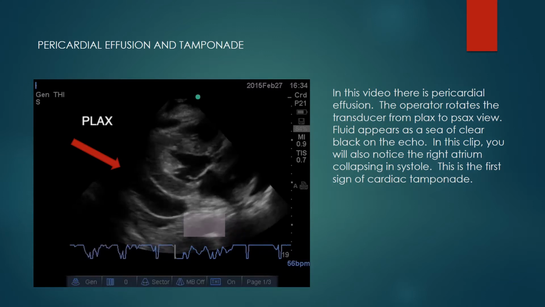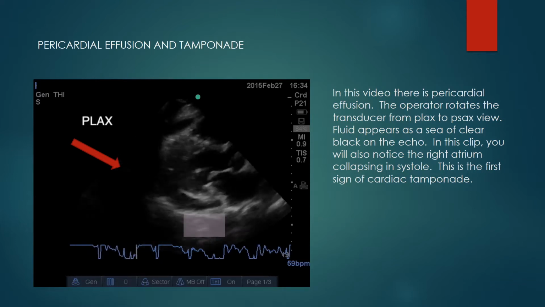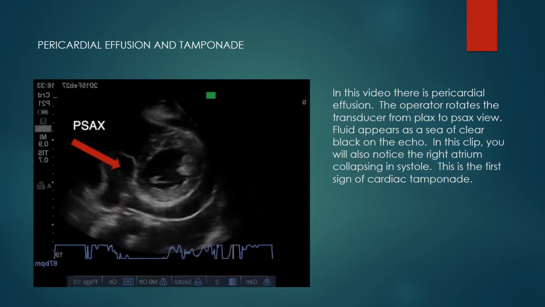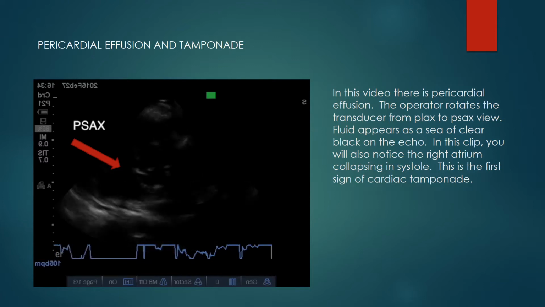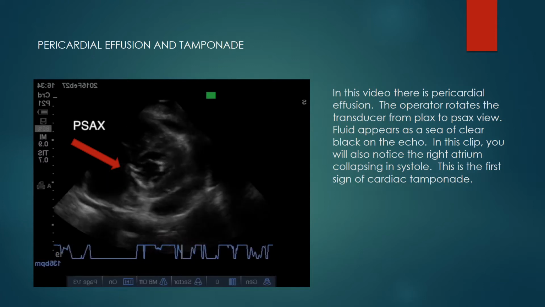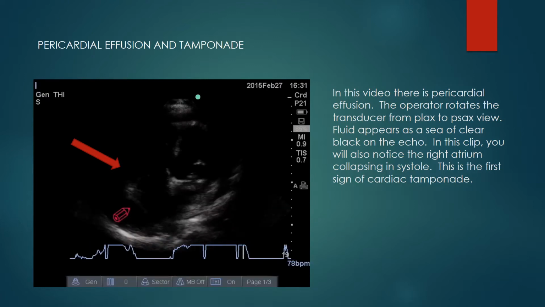Let's look at that again. That fuzzy, hairy, round thing just below the effusion is the descending aorta cut transversely. If the effusion is above that, it's pericardial. If it's below that, it's pleural. So get a good look at this pericardial effusion with tamponade.